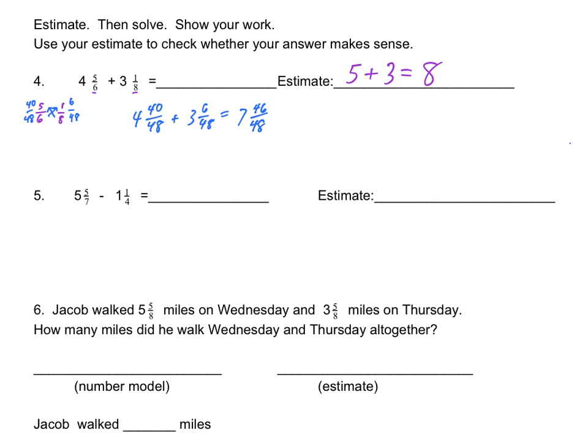46/48. Now if you left that there, technically you're right, but we definitely want to try to simplify here, and since they're both even, we can divide the top and bottom by 2, and my answer will be 7 and 23/24.